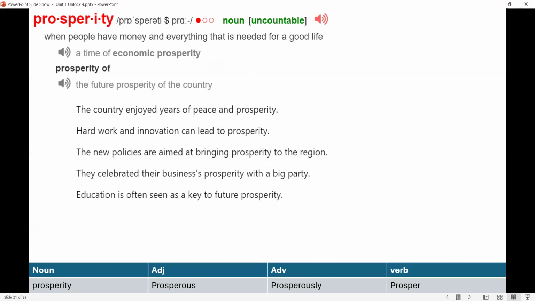Prosperity. Prosperity refers to the time when people have money and everything that is needed for a good life. You can say prosperity of, the future prosperity of the country. A time of economic prosperity. So you can talk about economic prosperity or prosperity of the country. Or here, this sentence is nice too. Hard work and innovation can lead to prosperity.